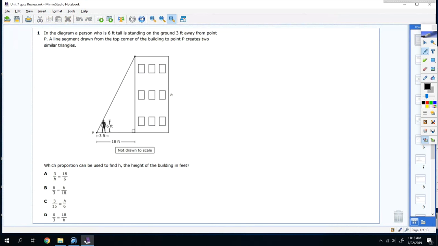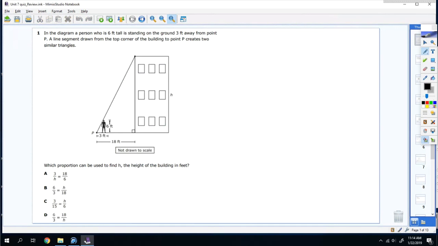All right, so this is your Unit 7 review for advanced math. In the diagram, a person who is 6 feet tall is standing on the ground 3 feet away from the point P. A line segment drawn from the top corner of the building to point B creates two similar triangles. So what you want to do is figure out which proportion is correct.